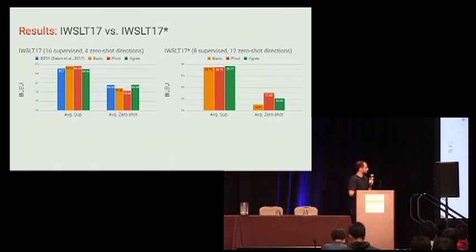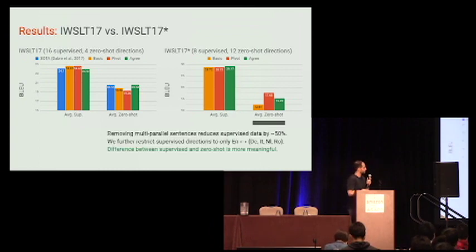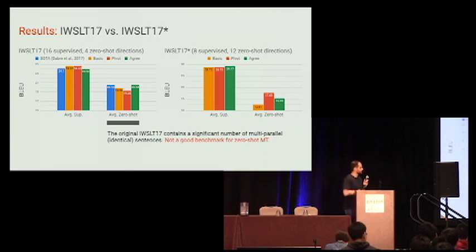Now, on the IWSLT data set, we observe that on the original data set, there is something interesting on the zero-shot performance, and this is just average zero-shot performance across 4 zero-shot directions. The original data set, as I mentioned, contains a lot of multi-parallel data, and because of that, the performance of the zero-shot models is quite inconsistent, in the sense that certain directions are even better than the supervised directions, which was reported in the previous literature.